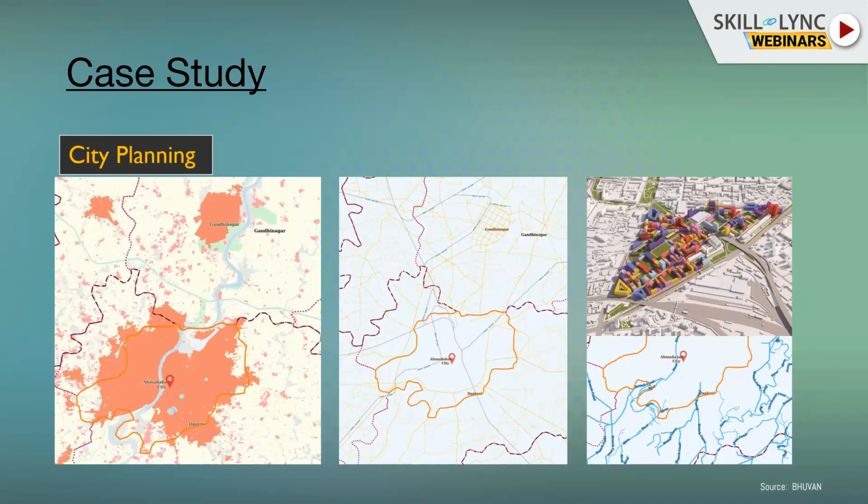GIS is most evident in planning, because that is the only way you can bring together a lot of data, and until you see it all together in one piece as a thematic map, you will not be able to make decisions, because all your decisions have to be concurrent. They have to depend on various parameters: water body, existing settlements, and existing roads, right?